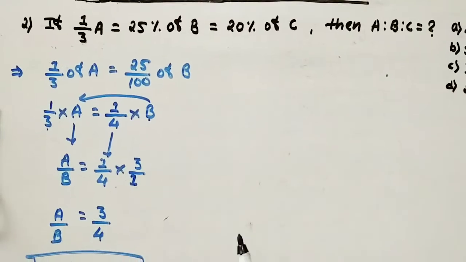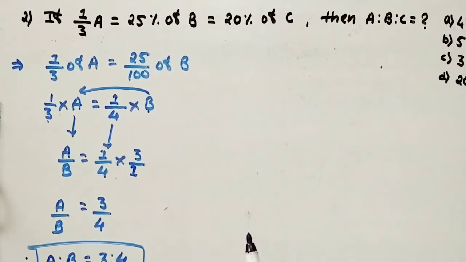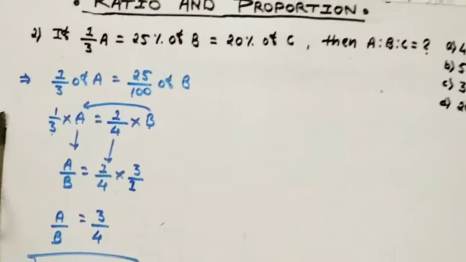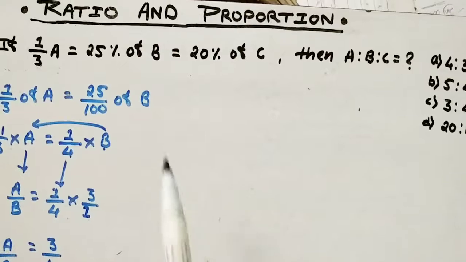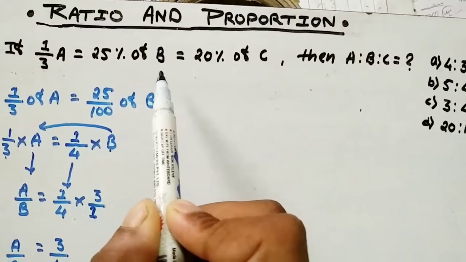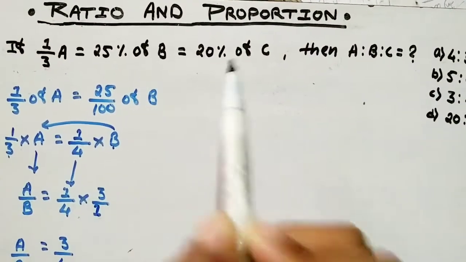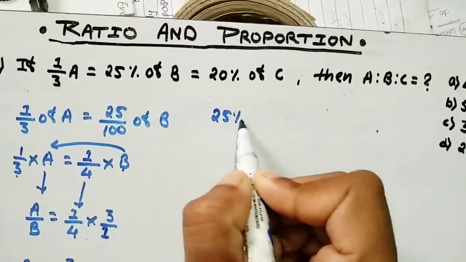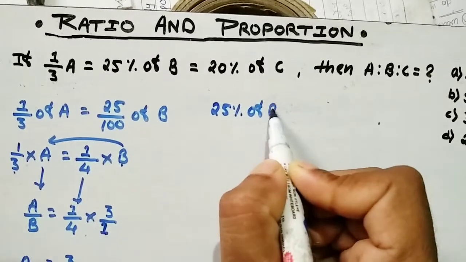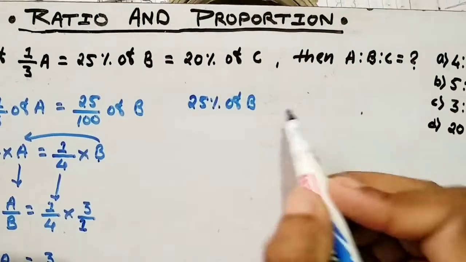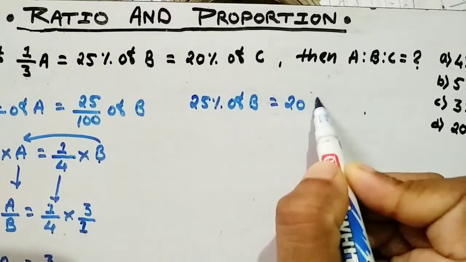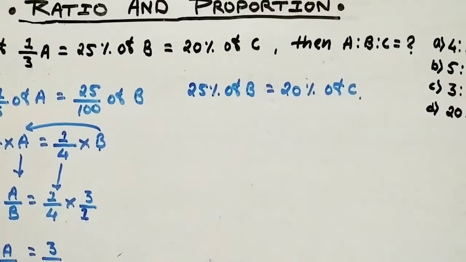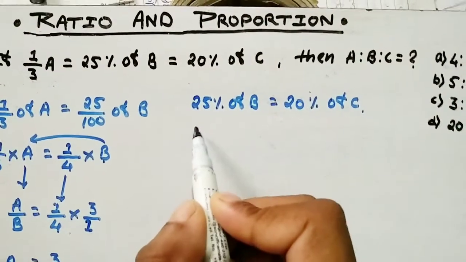First two statements, A and B equate to each other, find out A is to B. Move on to the second part. Which second part? Compare B with C. So I write here 25% of B is equal to 20% of C. So students, again, 25% means how much?